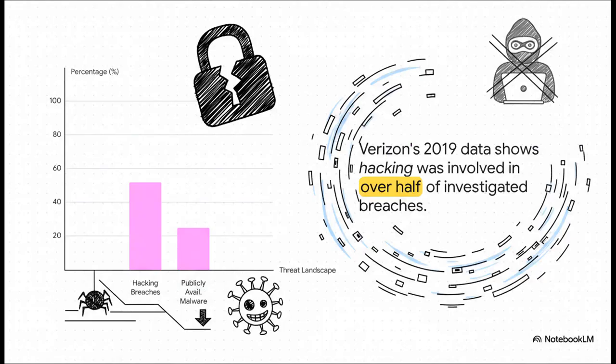And the threats these investigative teams are up against? They're constant and they're always evolving. Just look at the data. Over half of all breaches involve some form of hacking, and get this, a quarter of the malware used by attackers is just publicly available online. Anyone can go download it.